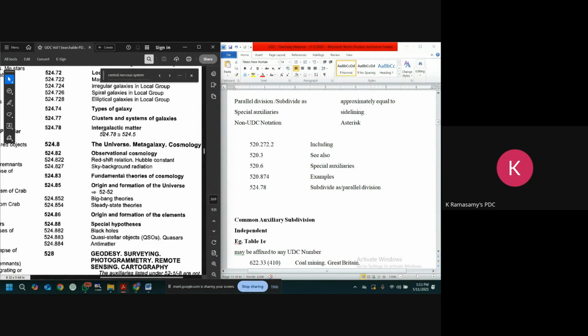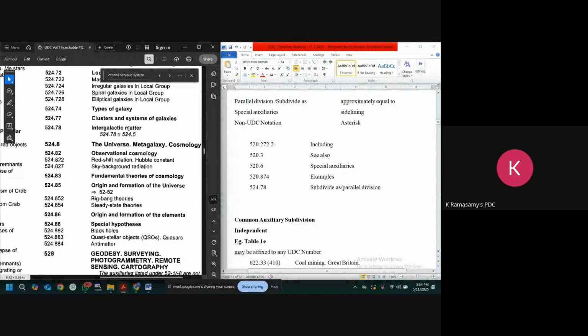Intergalactic matter. They again use one symbol, no? Three lines are there. That means approximately equal to. Three lines stands for approximately equal to. It says that if you want to subdivide this number 524.78, no problem. Please go to 524.5. Whatever divisions are available, take it from there, come and use it here. So that is the meaning of this three-line approximately equal to symbol.